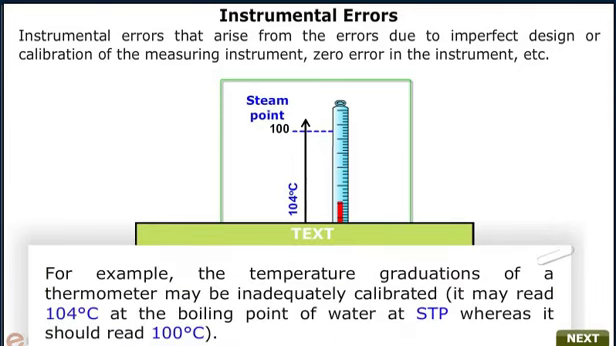For example, the temperature graduations of a thermometer may be inadequately calibrated. It may read 104 degrees Celsius at the boiling point of water at STP, whereas it should read 100 degrees Celsius.